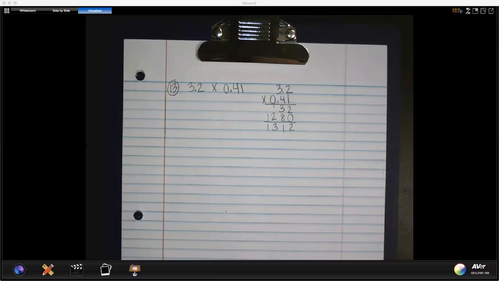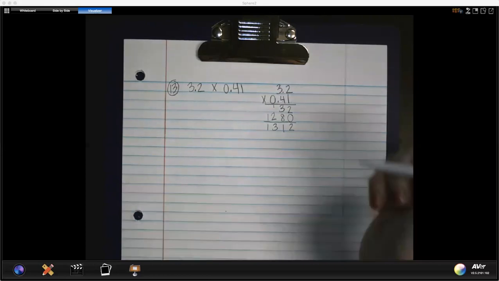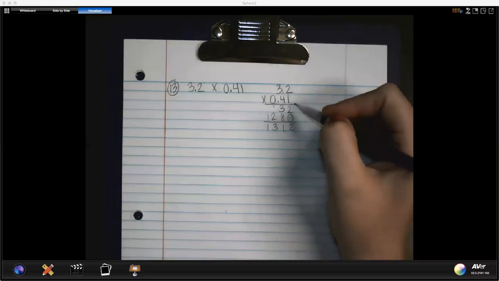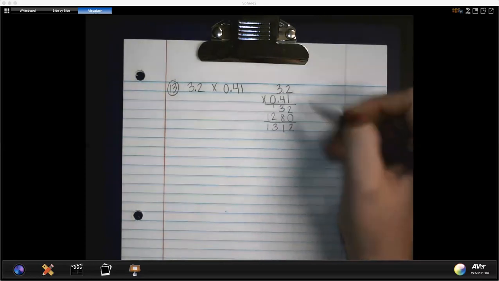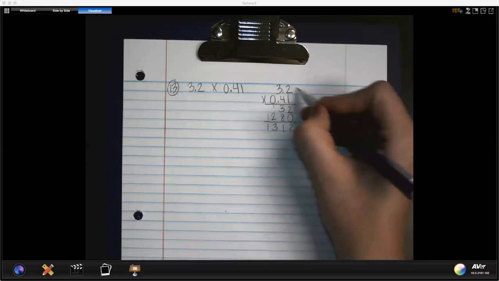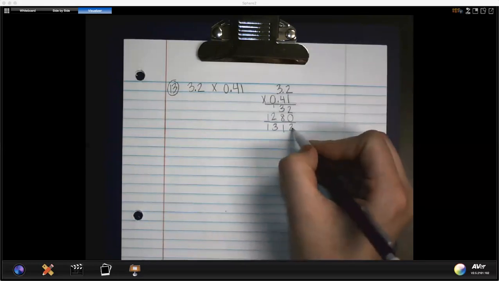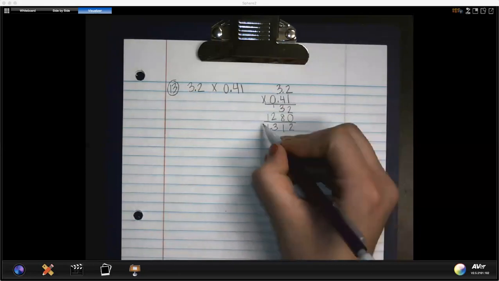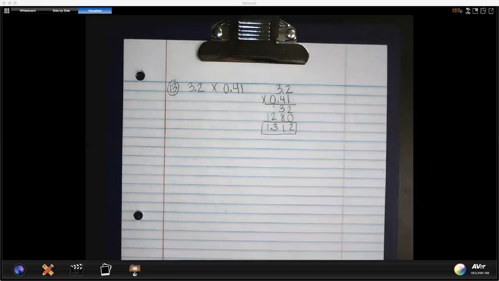So why do we know where the decimal should go? You know where the decimal should go because what you have to do is count the numbers behind the decimal. So in this case, it's 3 numbers behind the decimal. The 4, the 1, the 2 are all behind the decimals in the original problem. So that means there needs to be 3 decimals behind in the final answer. So 1.312. Okay.